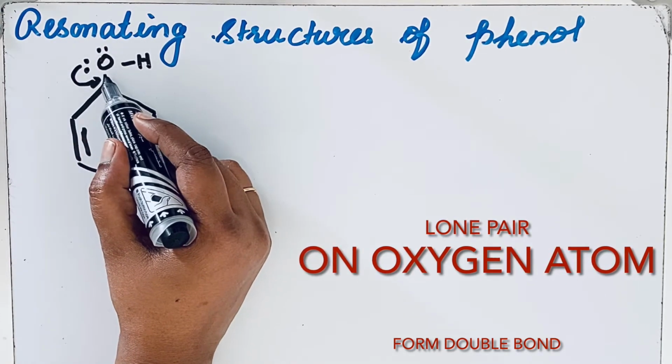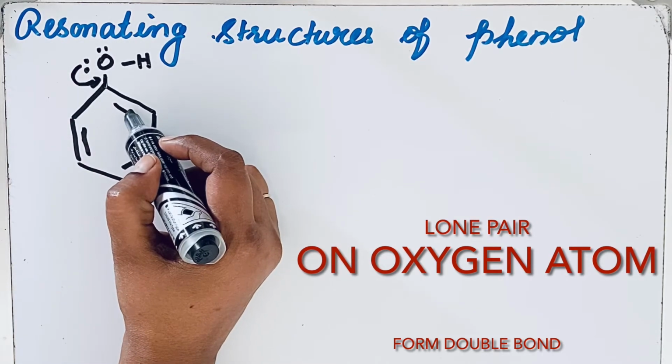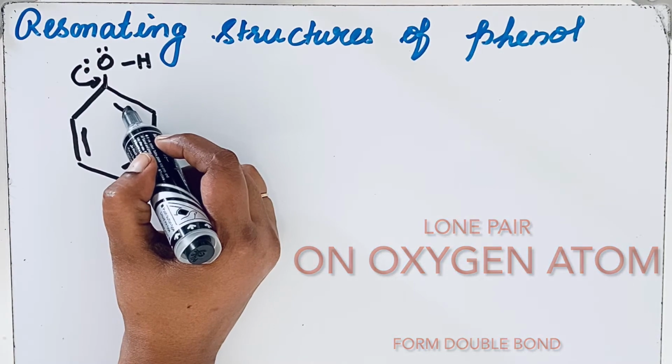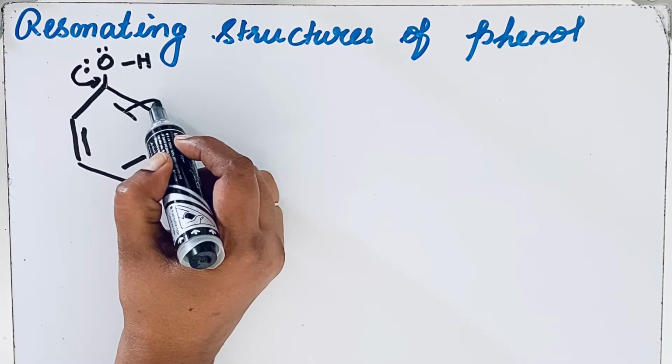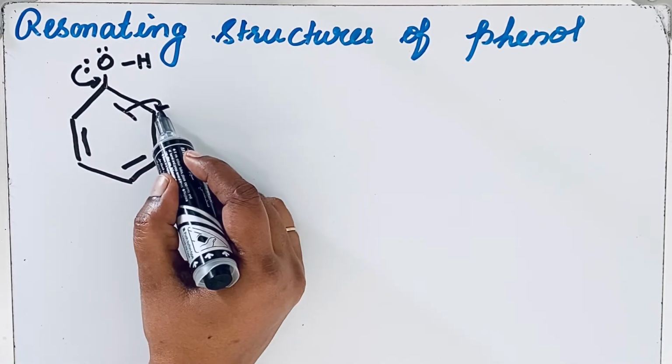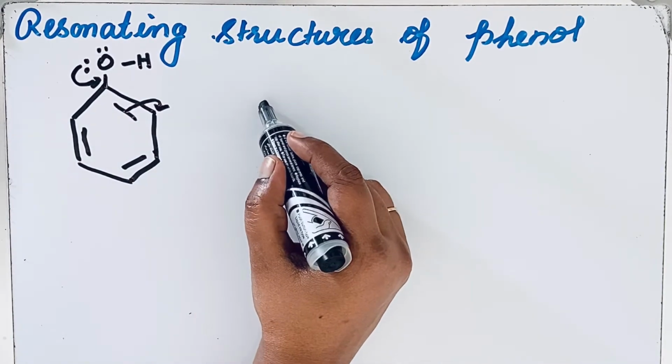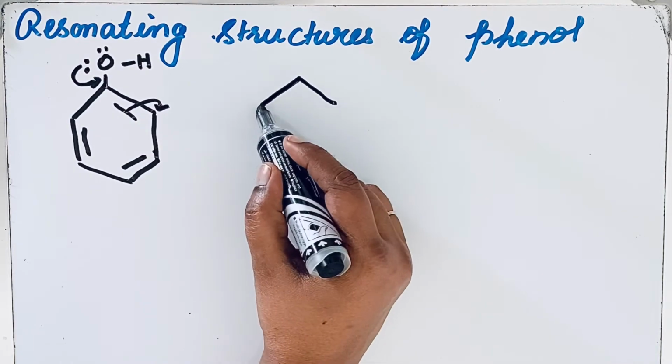So this lone pair moves here. When this lone pair moves here, one double bond breaks, and then this will make a charge on this carbon. So let us draw another phenol molecule.